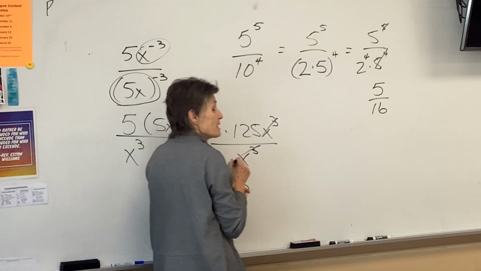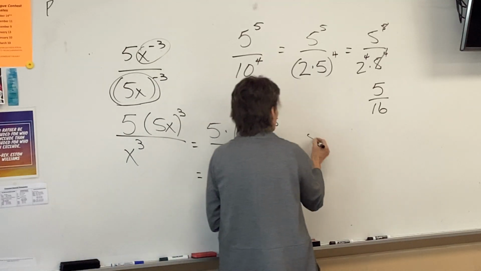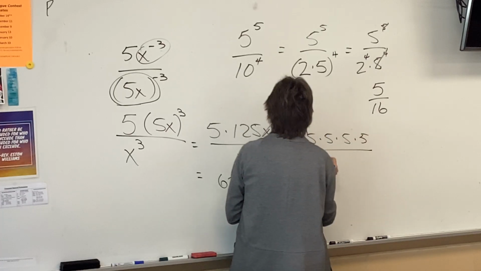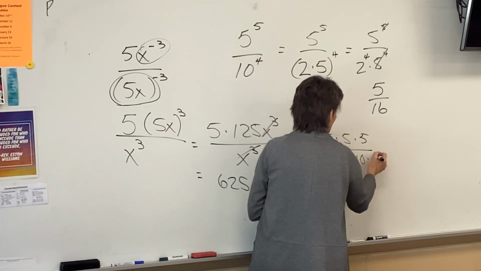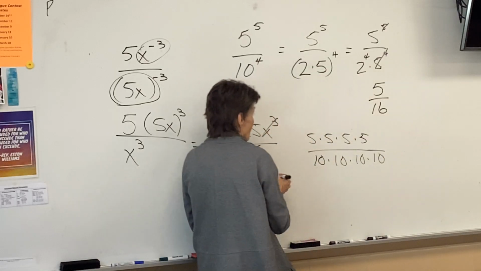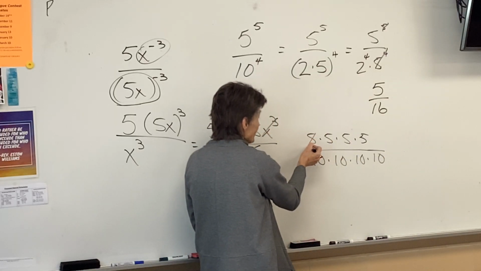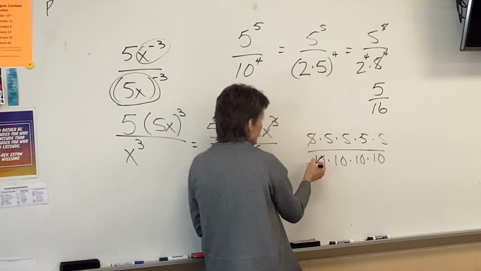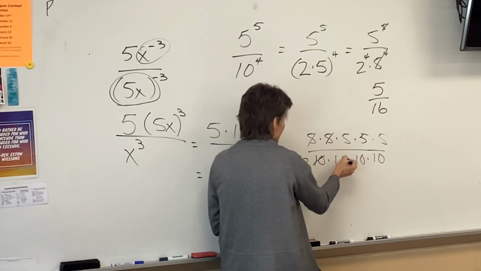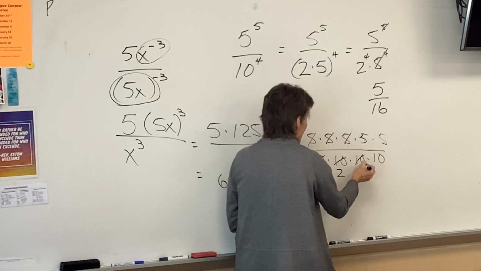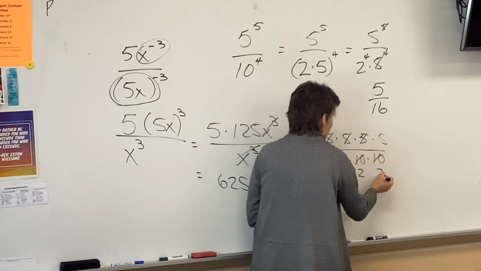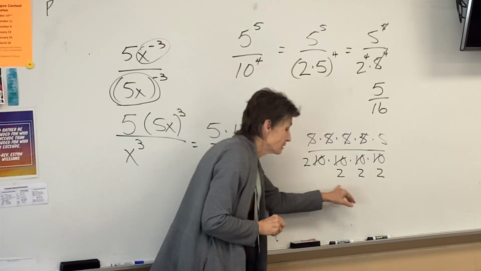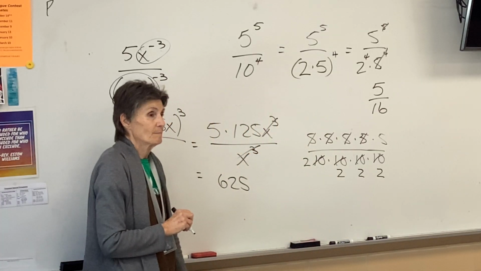Yesterday I told you another way to think about that. I don't know that this is the best way to think about it. But when you start canceling, see what happens? You're left with one 5 in the top and 16 in the bottom.